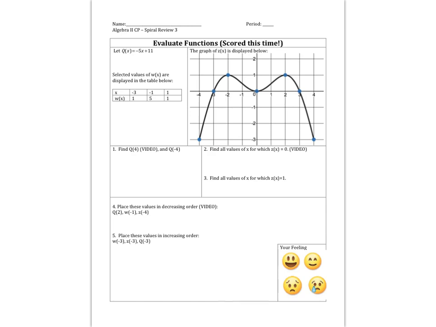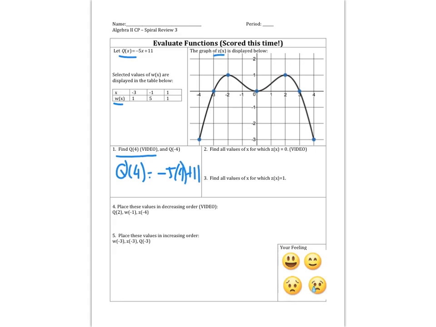First off, we're asked to find q of 4. For that, I'm going to find the function that's q. Okay, my table is w, my graph is z, my equation is q. So q of 4 means that I'm plugging 4 in to this function. So negative 5 times 4 plus 11.